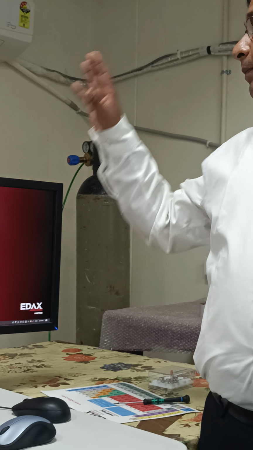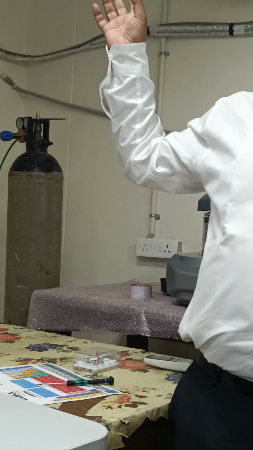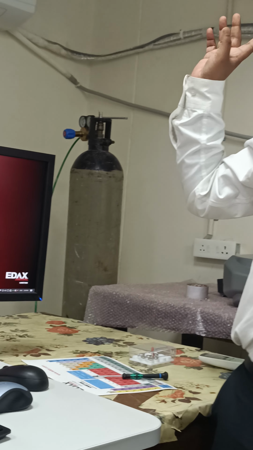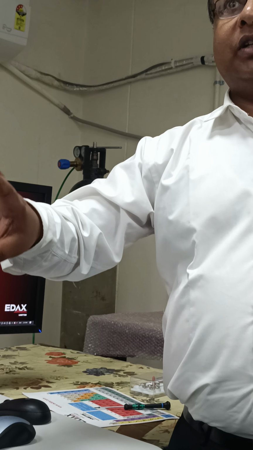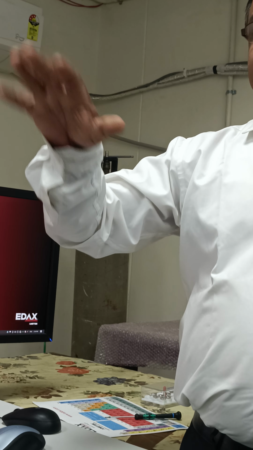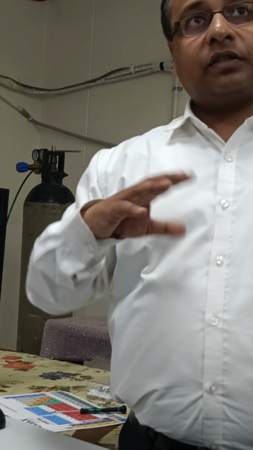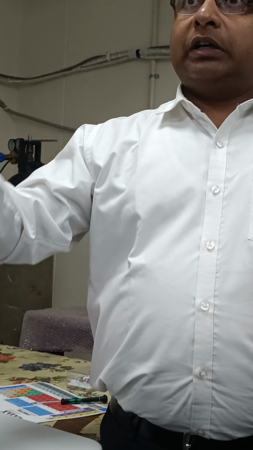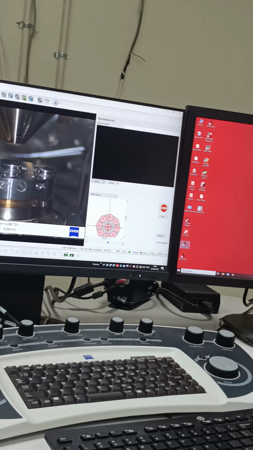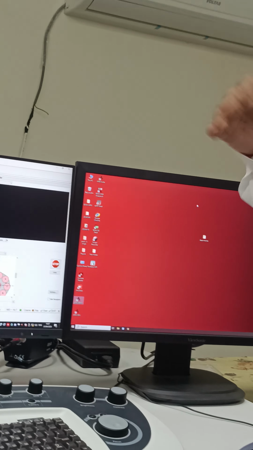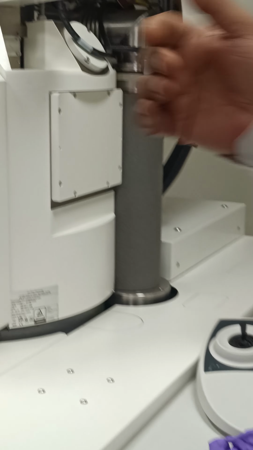We have this nitrogen gas cylinder which is used for venting the chamber, because it is under high vacuum. To exchange the samples, the nitrogen will be given. Air can also be given here using air compression. Here two samples we have already inserted. Right now I am not opening the chamber because it will take another 5 to 10 minutes.